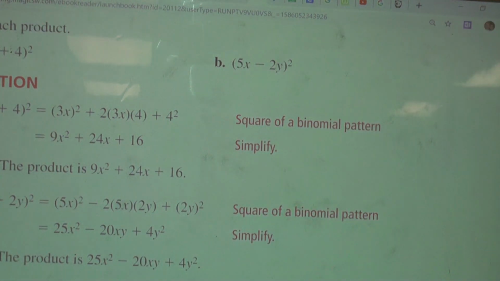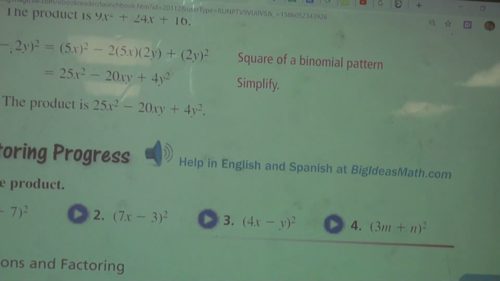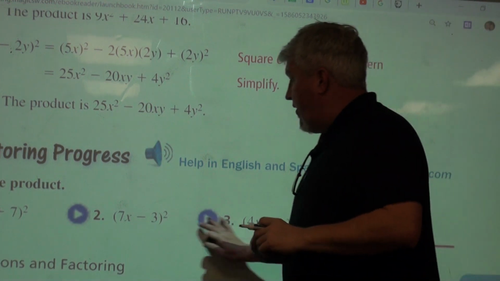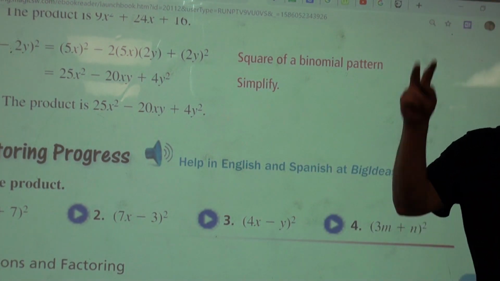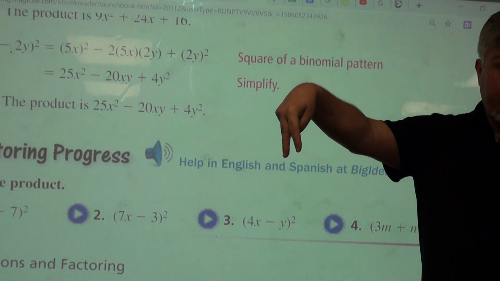So as I move to the bottom, we've got our monitoring progress. I'd like you to go ahead and do 1 through 4, please. 1 through 4, pause right now.